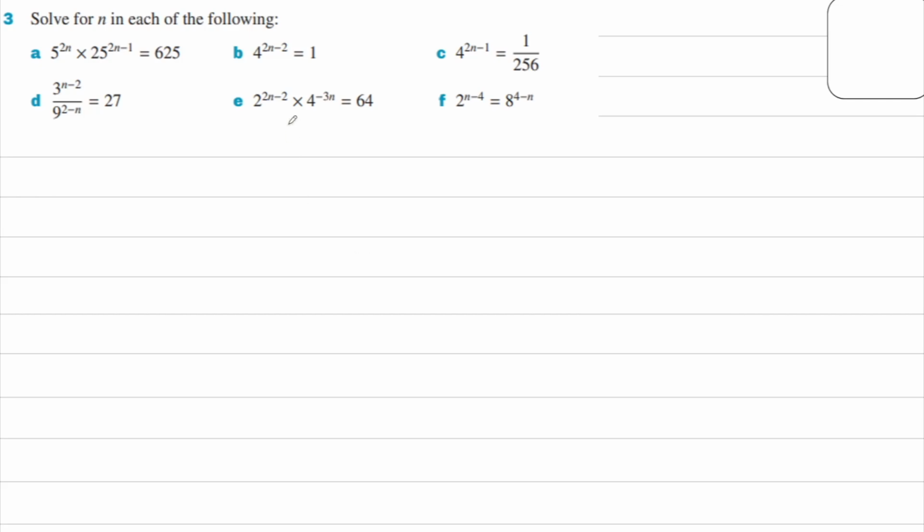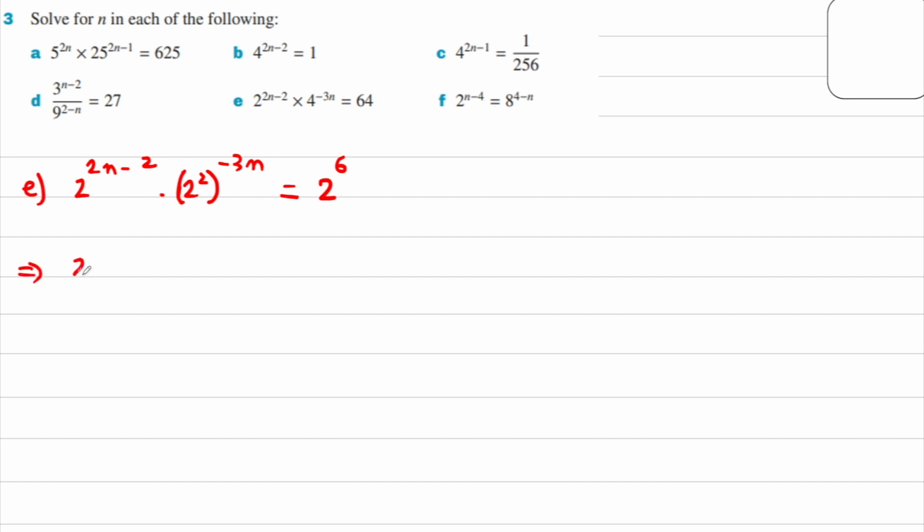Question E, you have 2^(n-2), 4, and 64. How can I convert this to the base number? One base number: 2. Here 4 means 2 squared, and 2 to the power of negative 3n, and here 64 equals 2 to the power of 6. That is the first step.